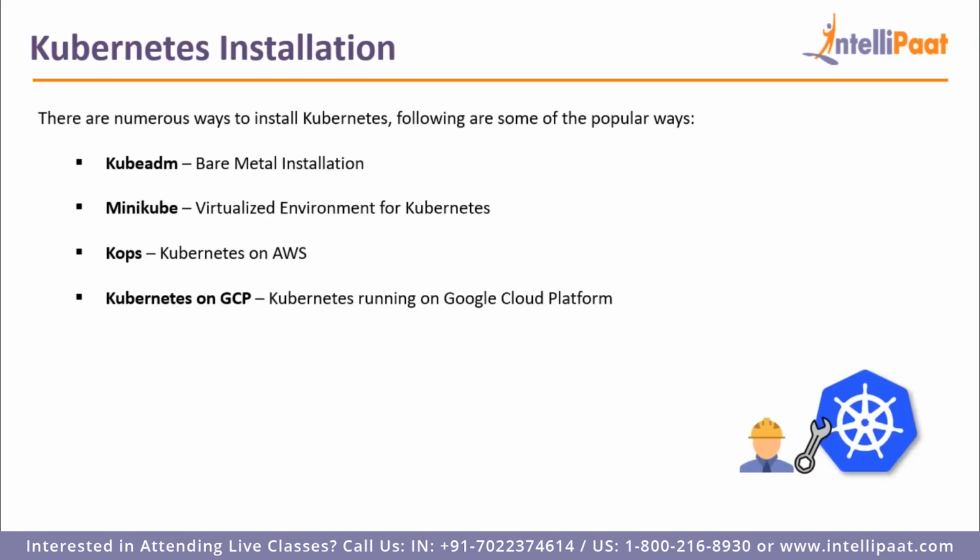So guys, Kubernetes, like I said, can be installed in a lot of ways. You can install it by kubeadm, by Minikube, by KOps, or you can also use Kubernetes on GCP. So these are the most popular ways of installing Kubernetes. Of course, you'll also have the option of installing Kubernetes on Azure or other cloud platforms. On AWS, for example, there is also a dedicated service called EKS, which is Elastic Kubernetes Service. So we're not getting into it.